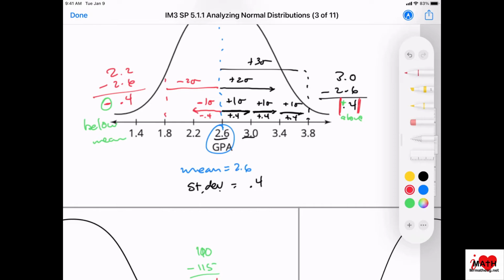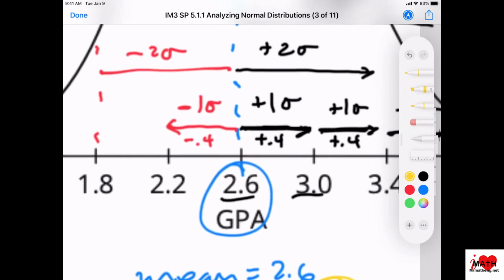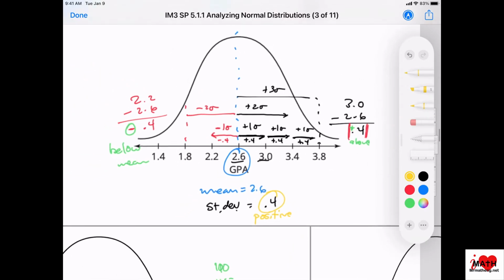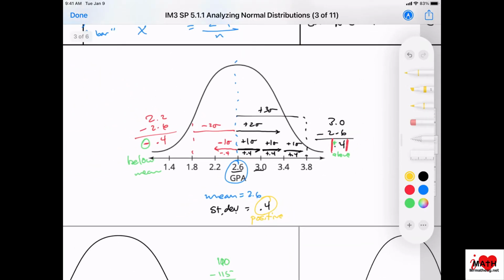I want to add 2 more things before we end. Standard deviation here will always be positive. And the reason why is, well, your value could be negative, but if it is negative, it's going below. But for the answers for this set of problems, it's just going to be positive.